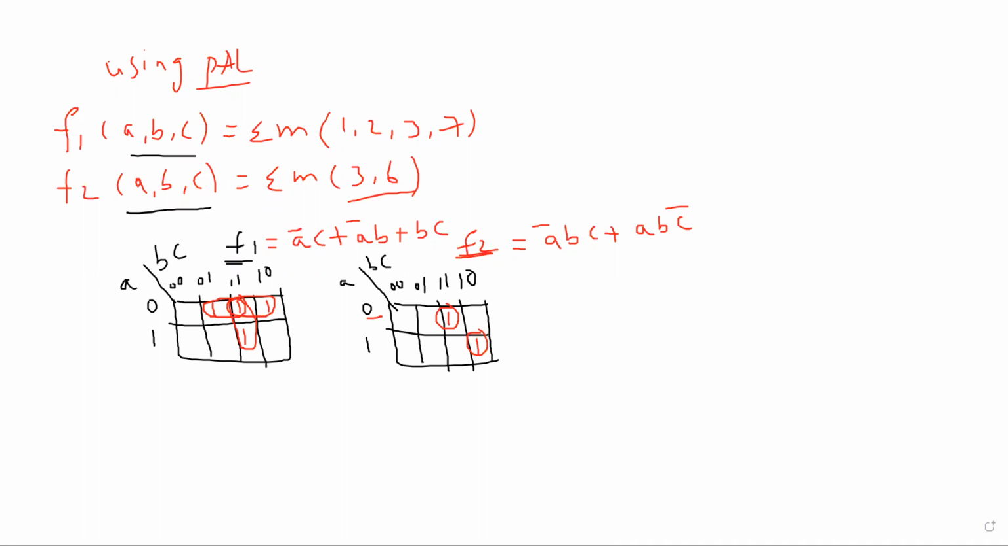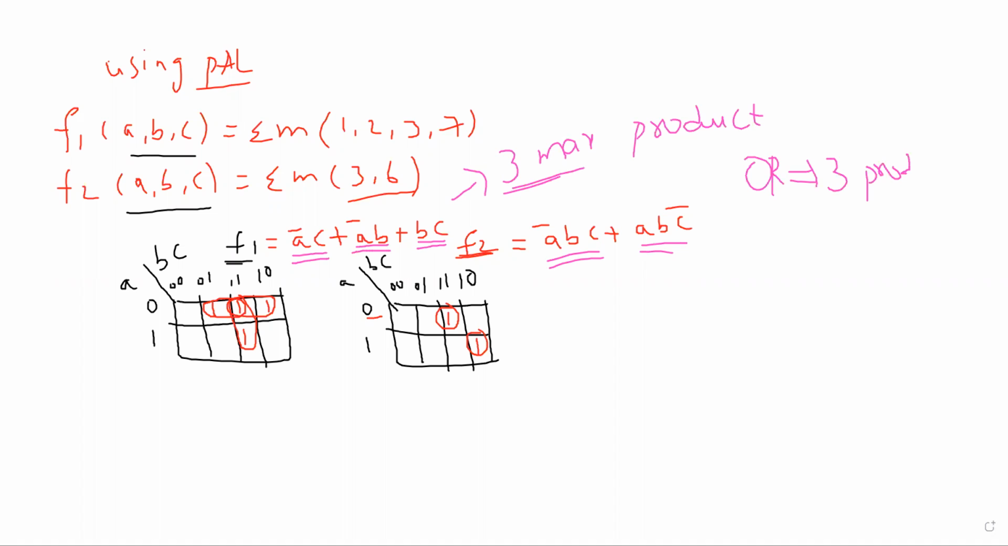Now this is the first step. Next we have to observe each and every output function. Here how many product terms are there? 1, 2, 3. But here how many product terms are there? 1 and 2. What is the maximum product term count? 3 is the maximum product term count. Therefore we have to fix 3 product terms for each and every OR gate. But in f2 we have only 2 product terms, therefore we have to leave one unused product term.